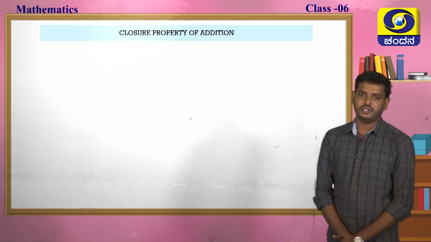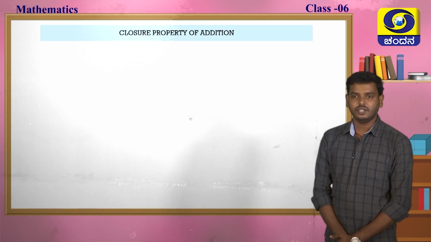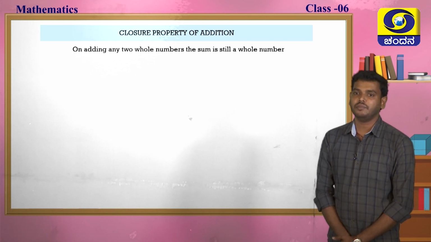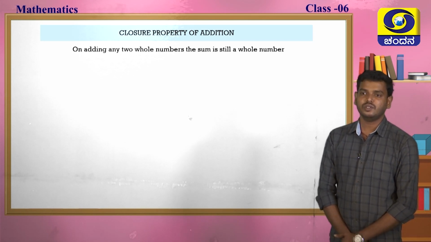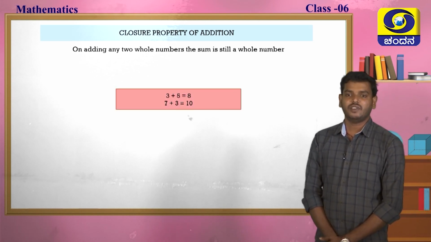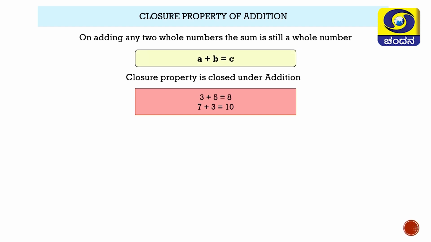Closure property of addition. What this closure property says, according to the activity we have learnt, is that on adding any two whole numbers, the sum is still a whole number. This is what we have studied through an activity. Is it correct, children? Yes, that specifies that here 3 and 5 are whole numbers, the sum 8 is also a whole number. 7 plus 3 is equal to 10, here 7 and 3 are also whole numbers, 10 is also a whole number. Is it correct? Hence, we can conclude that whole numbers are closed under addition.